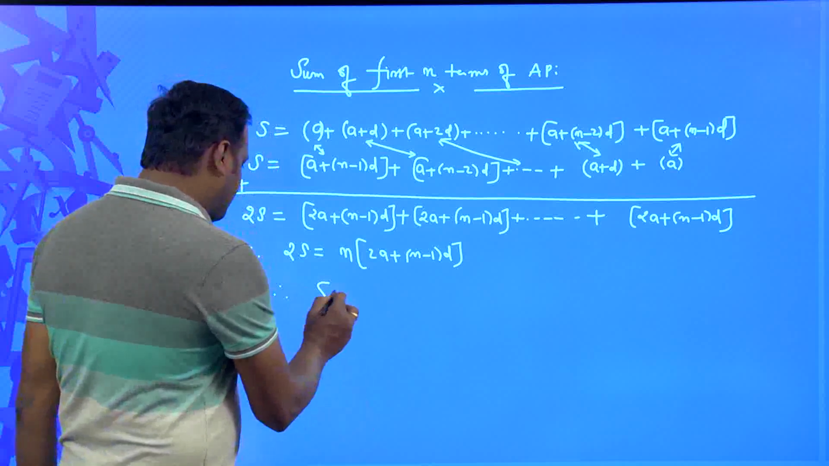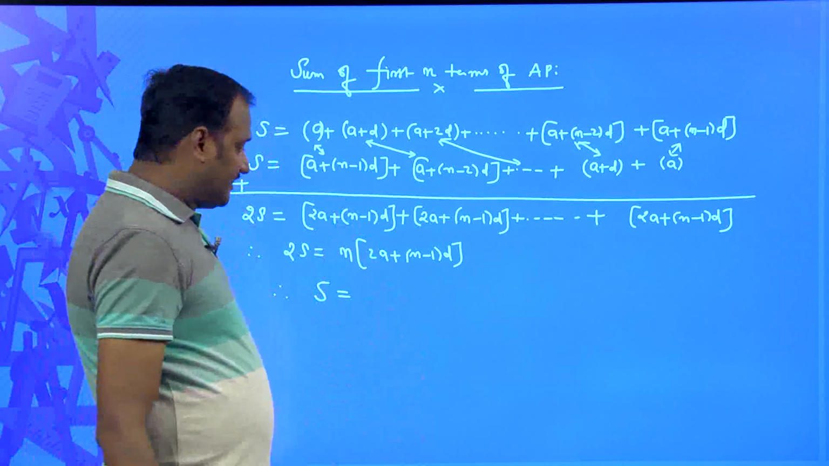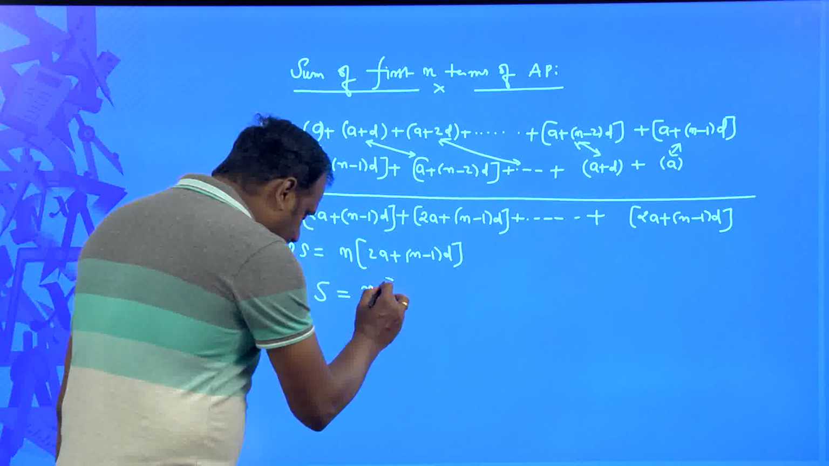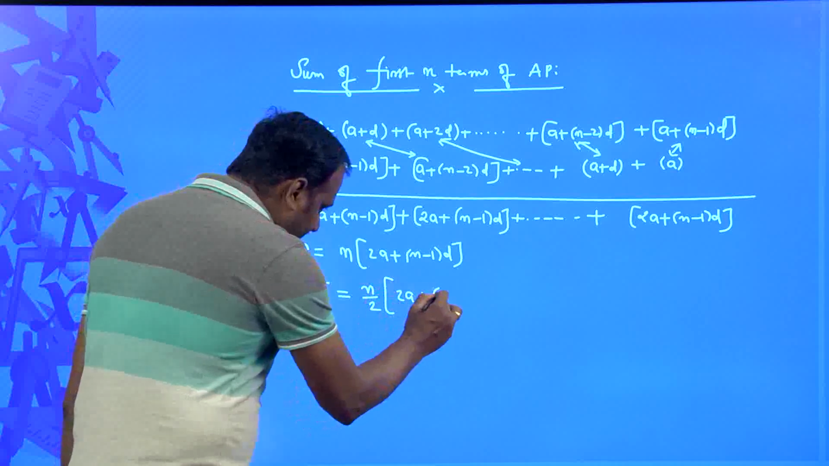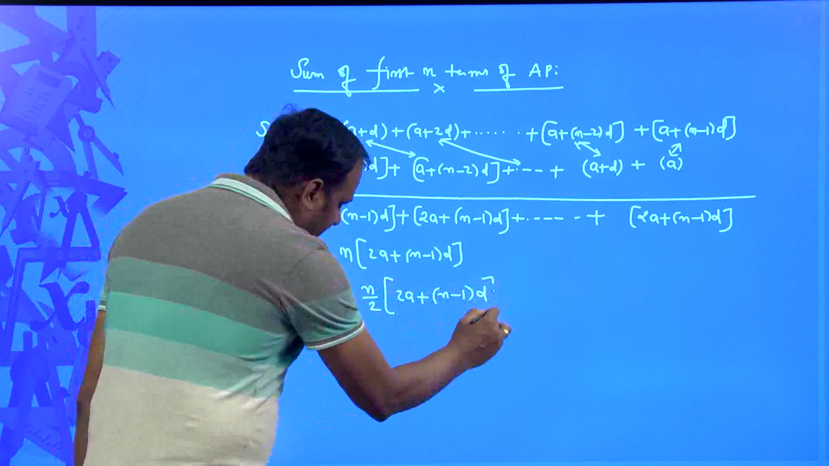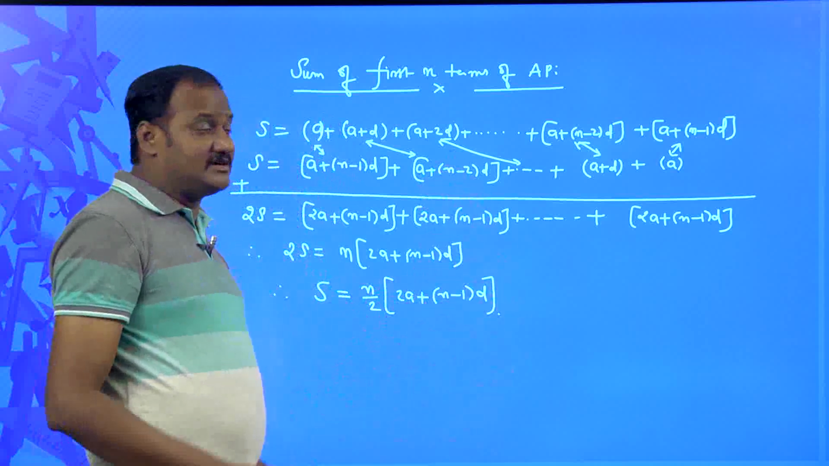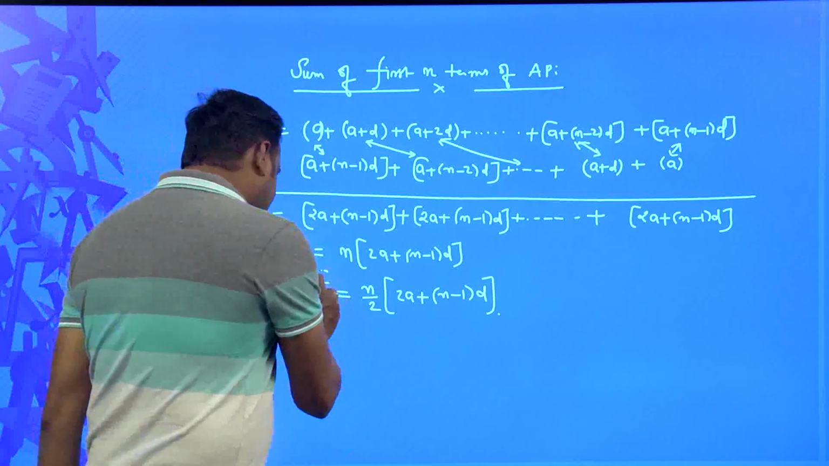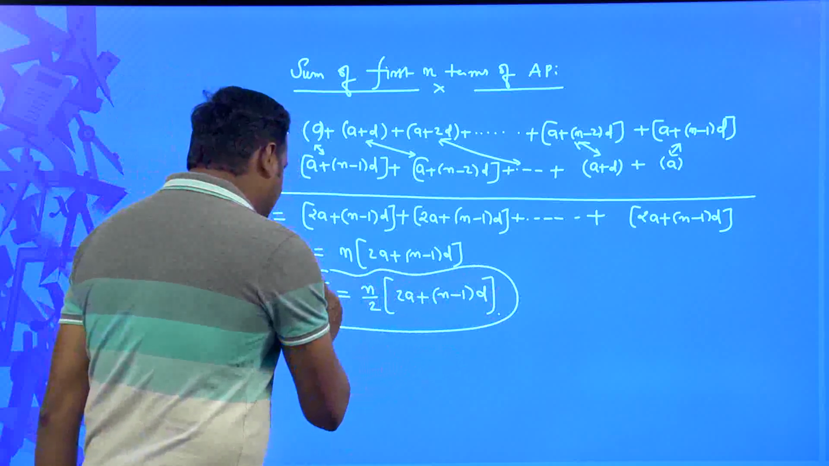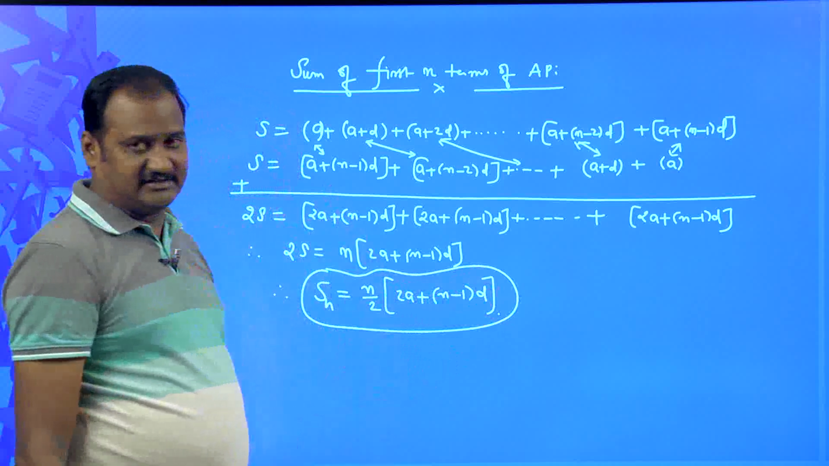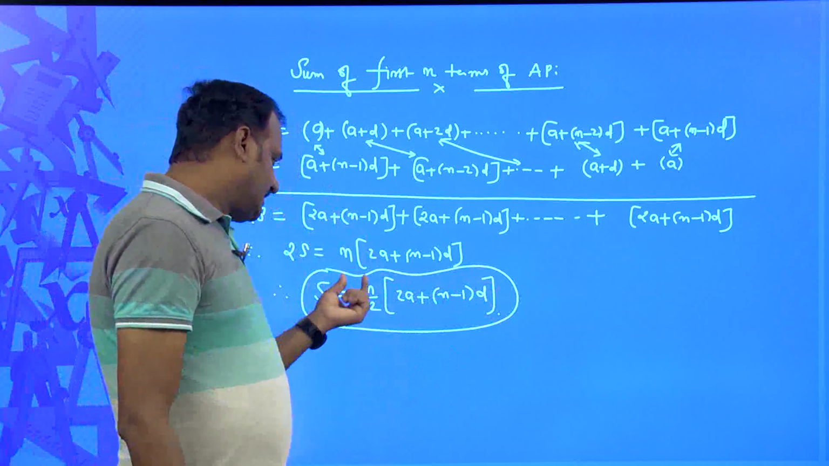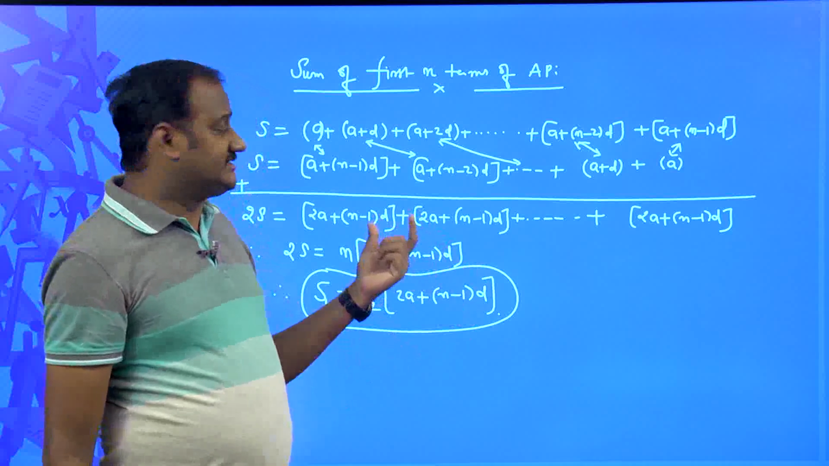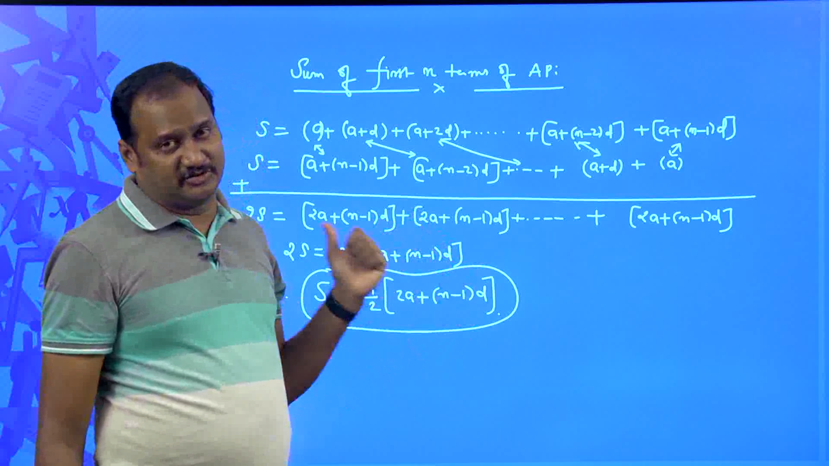Therefore, the sum of n terms of an arithmetic progression, with the terms transposed to that side, would be n by 2 times 2a plus n minus 1 into d. This is the formula for the sum of the first n terms of an arithmetic progression. S means the sum of the first n terms, you can even write Sn also. So, Sn is equal to n by 2 into 2a plus n minus 1 into d. This is the sum of the first n terms of an arithmetic progression.